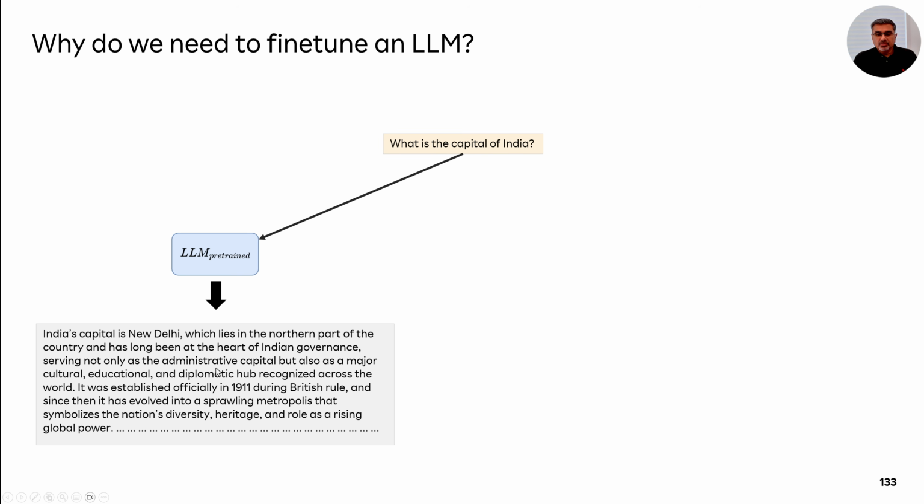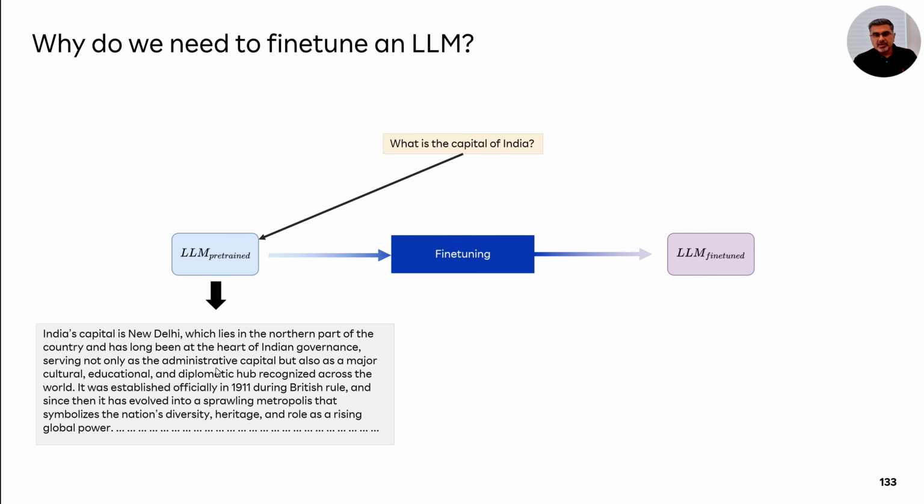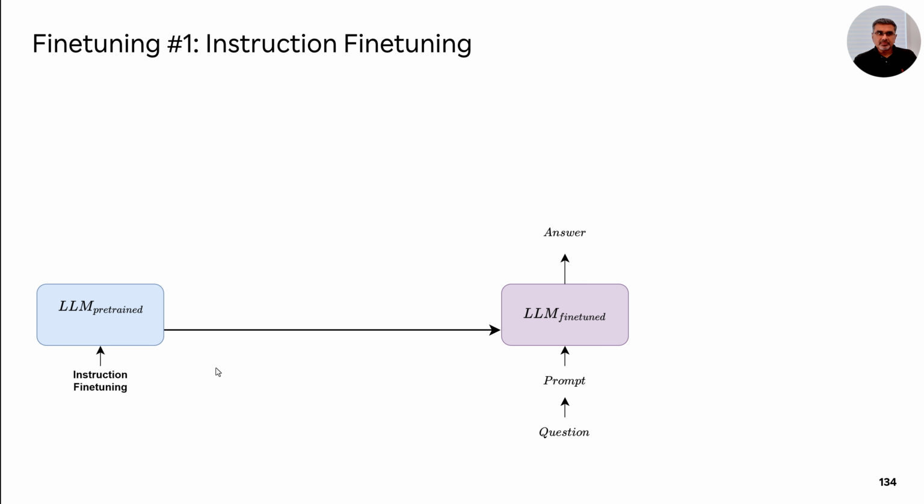So, how do you make this pre-trained large language model actually understand that? The way you do that is you take your pre-trained large language model and then you do what is called instruction fine-tuning. When you ask the same question to this fine-tuned model, instead of rambling on with a lot of words, it is going to produce concise responses. So a fine-tuned large language model will answer the question, what is the capital of India, either with just two words, New Delhi, or something like the capital of India is New Delhi.